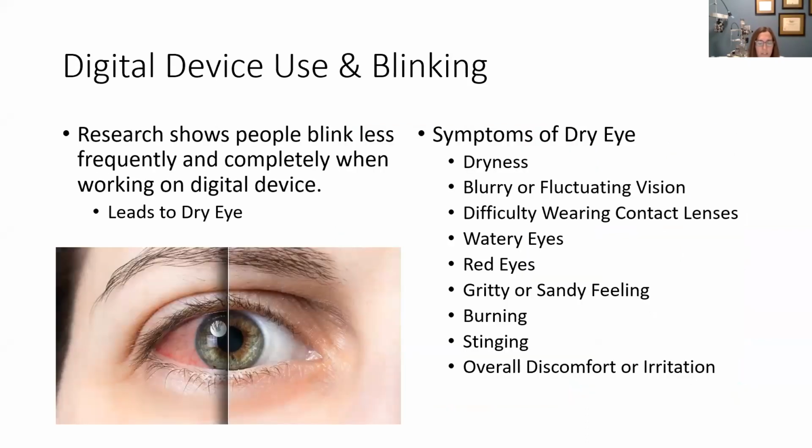When researchers have people on digital devices, it shows that people blink less frequently and less completely when they work on a digital device. When you're staring at a device, like a concentrated near task, even reading, or looking at computer work, people blink about a third to a quarter as often as they would if they were just talking to someone in normal conversation. They also tend not to close their lids together completely. So if you're not blinking as often or as completely, you're not spreading or releasing those tears as much as you should.